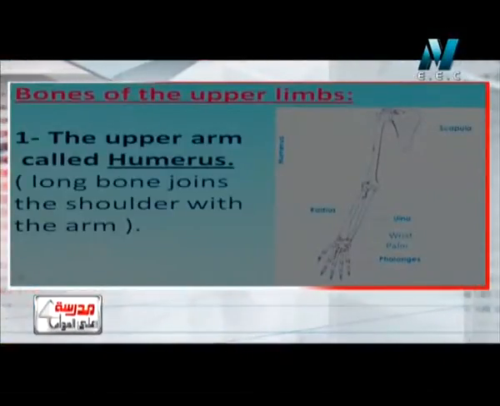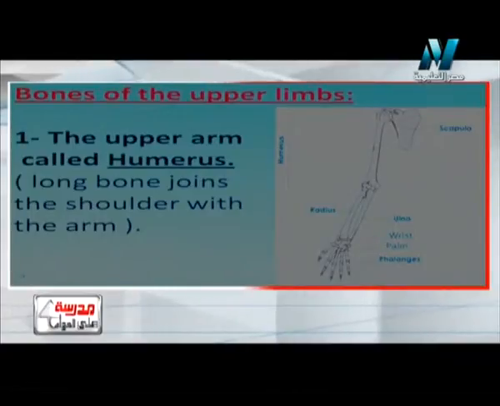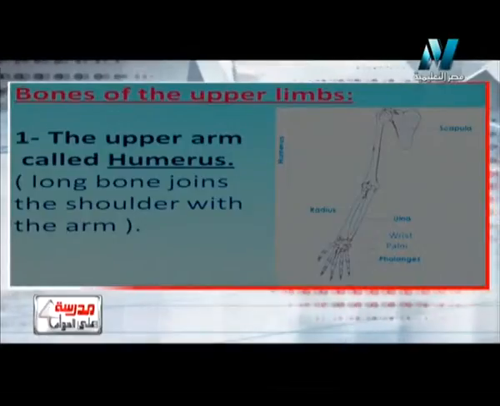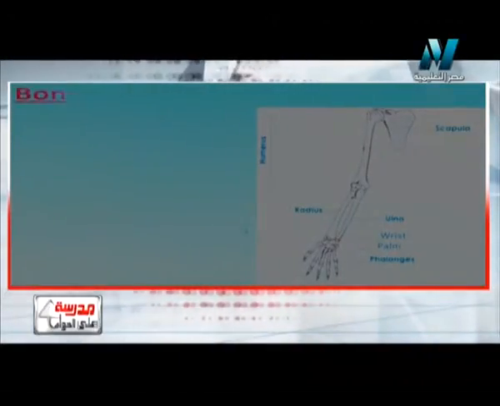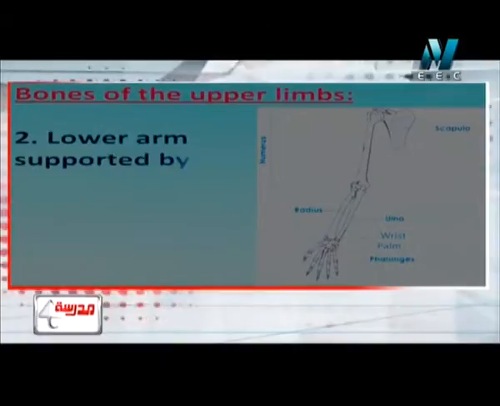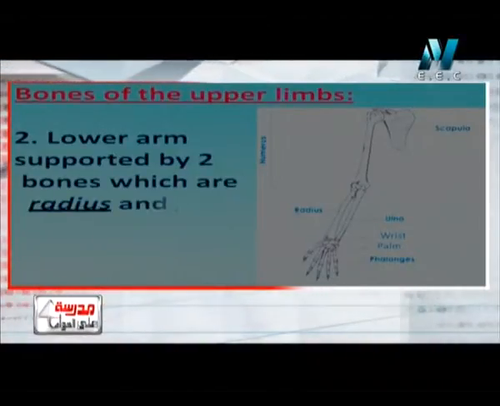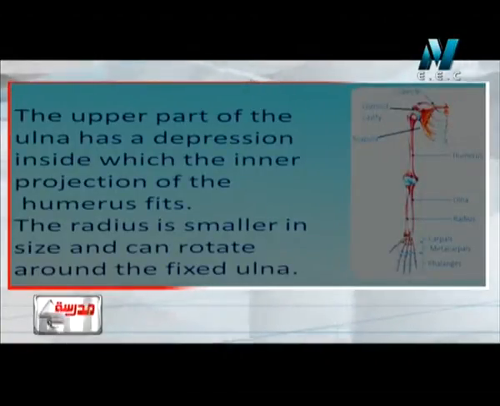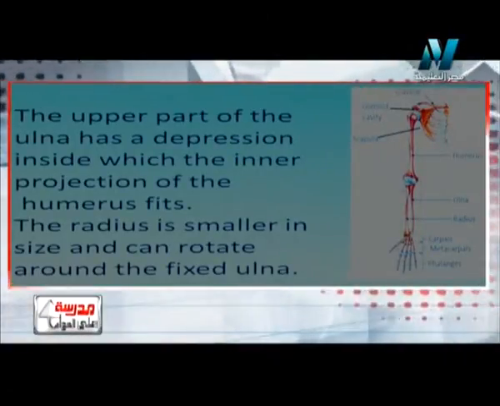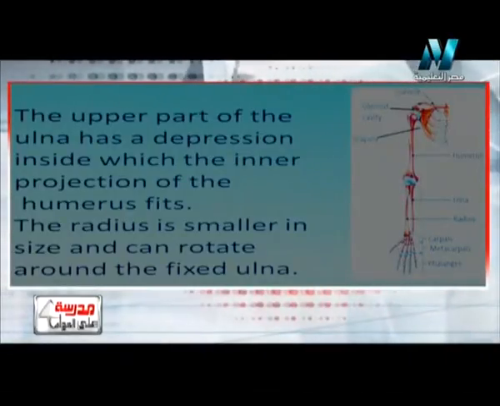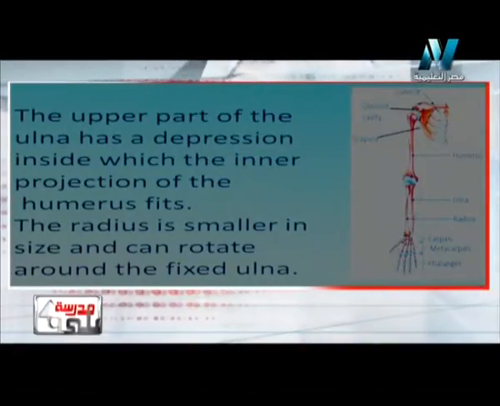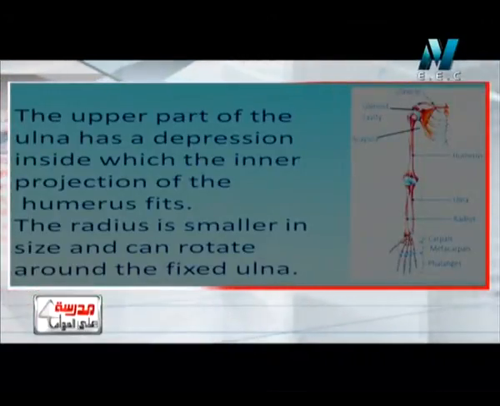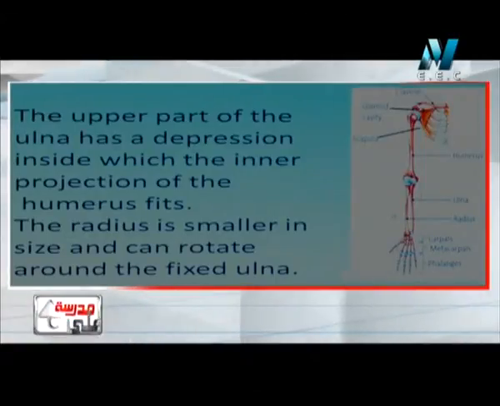So if you look here, the upper arm, called the humerus, is a long bone that joins the shoulder with the arm. Number 2, the lower arm, which is supported by two bones, the radius and ulna. The upper part of the ulna has a depression inside which the inner projection of the humerus fits. The radius is smaller than the ulna and can rotate around it. The radius rotates around the fixed ulna.